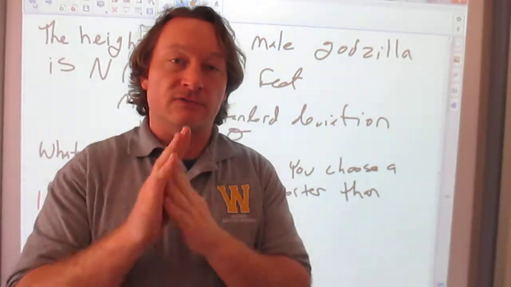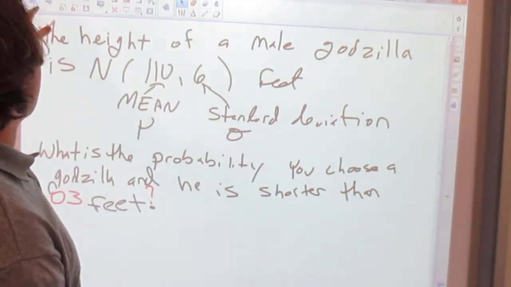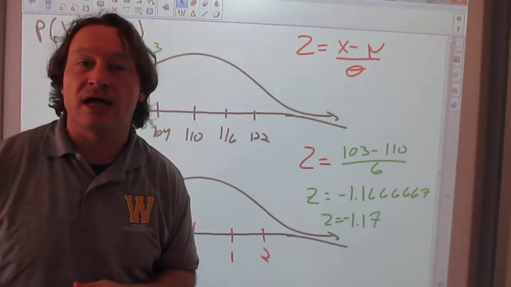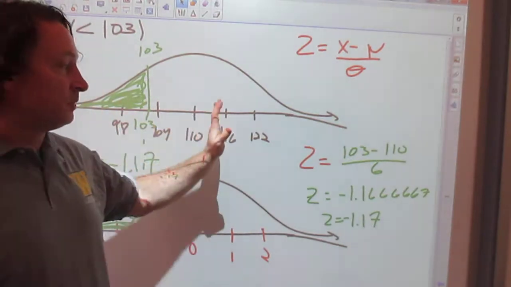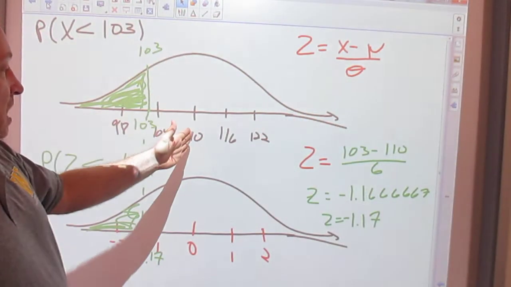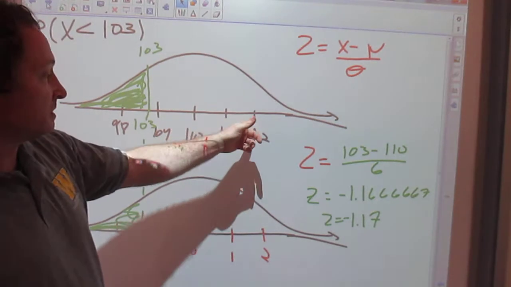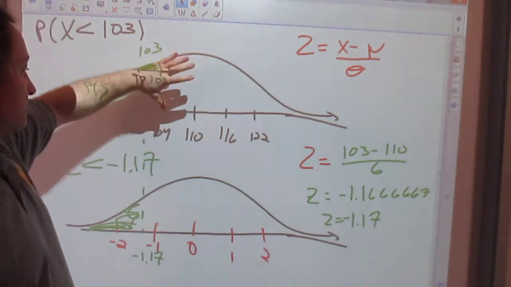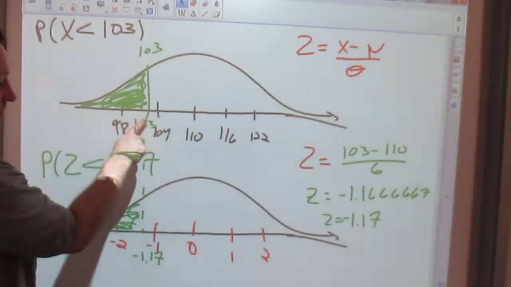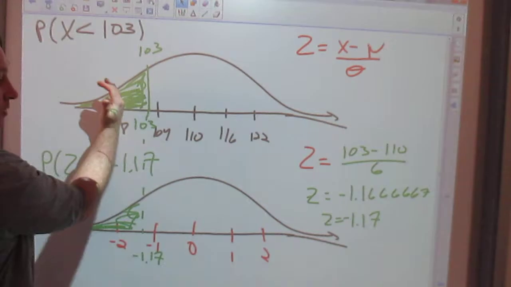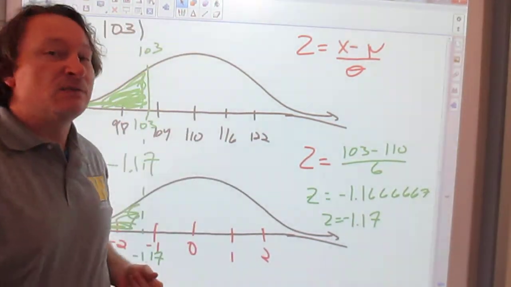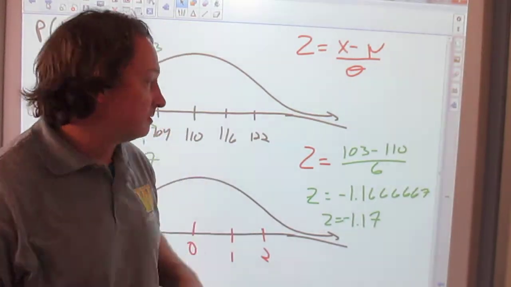First thing we want to do is write a probability statement. What's the probability that X is less than 103? That's what we're trying to find. So we're going to set up the normal distribution, which is something we've done before. The mean is at 110, and I move over 6 and 6, back 6 and 6. This is my normal distribution for X. We're trying to figure out if you're less than 103, which is right here, so we want the area to the left of that.